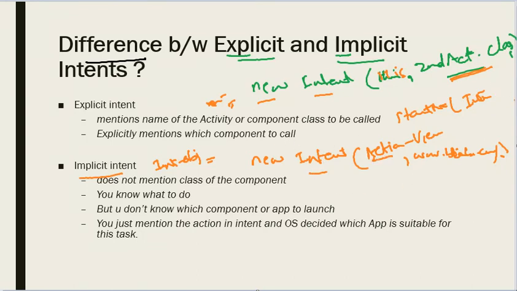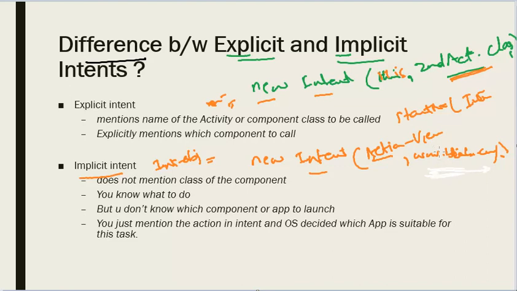So you didn't mention any name of the class. You don't know which class is going to handle this, which class is going to open this web page for you. So when this intent is fired, the Android operating system is going to handle this intent and find an appropriate web browser, whatever its default is on the operating system, and use that to call this web page. So this is what an implicit intent is.